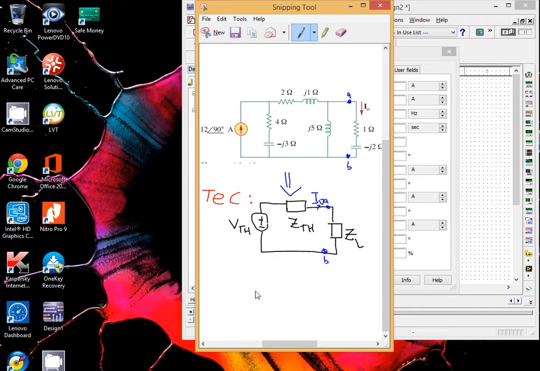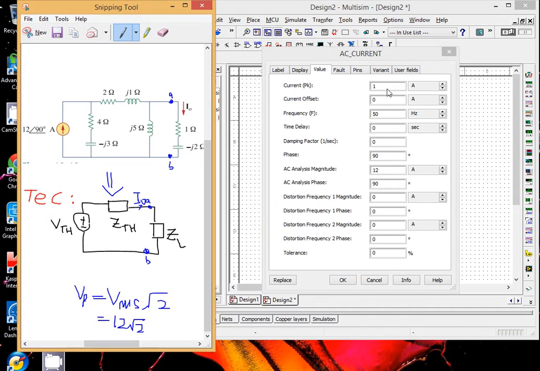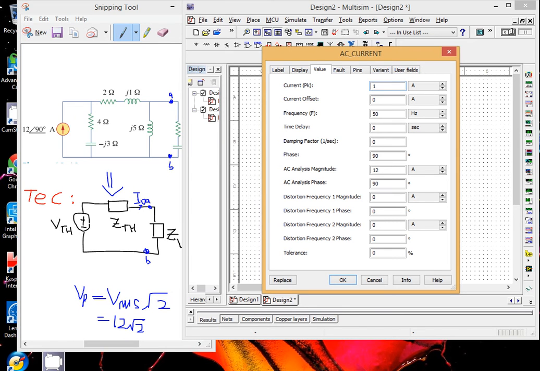So V peak is equal to V RMS multiplied with square root 2. So V RMS is 12 multiplied by square root 2. So it should be 16.97. Okay.